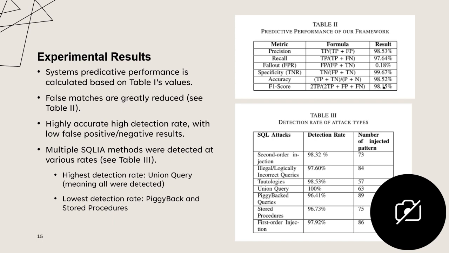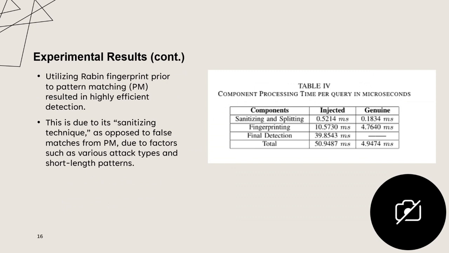The highest detection rate was the union query, at 100%, meaning all were detected, and the low detection rates were among the piggyback and stored procedures. Utilizing the Rabin fingerprint prior to pattern matching resulted in a highly efficient detection. This is due to its quote unquote sanitizing technique as opposed to false matches from the pattern matching due to factors such as various attack types and short length patterns.